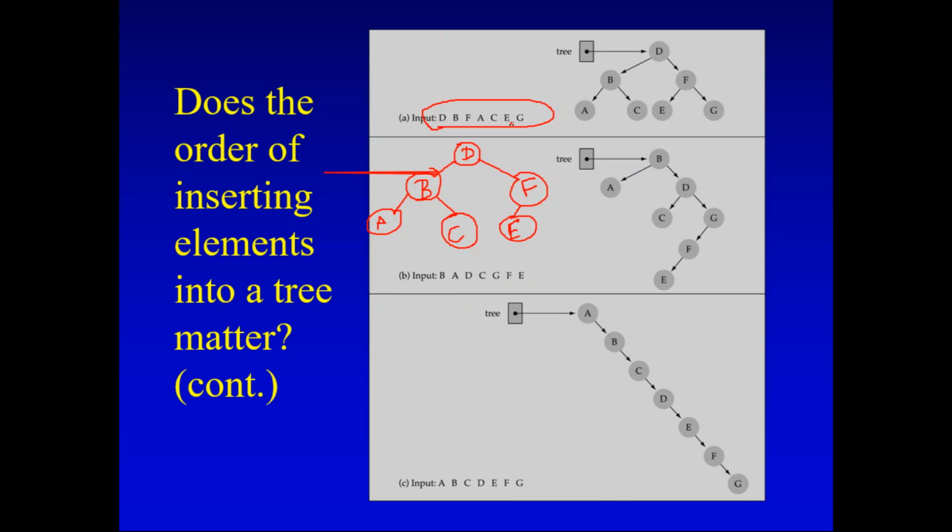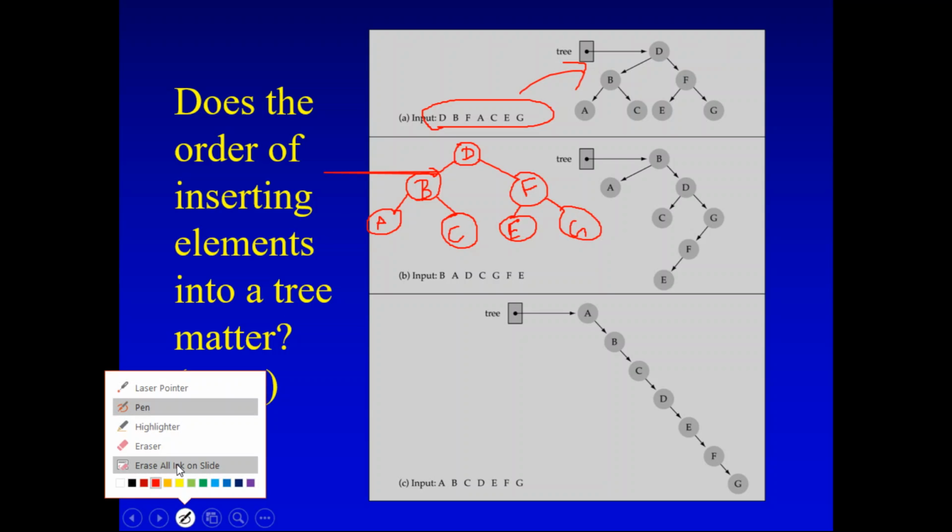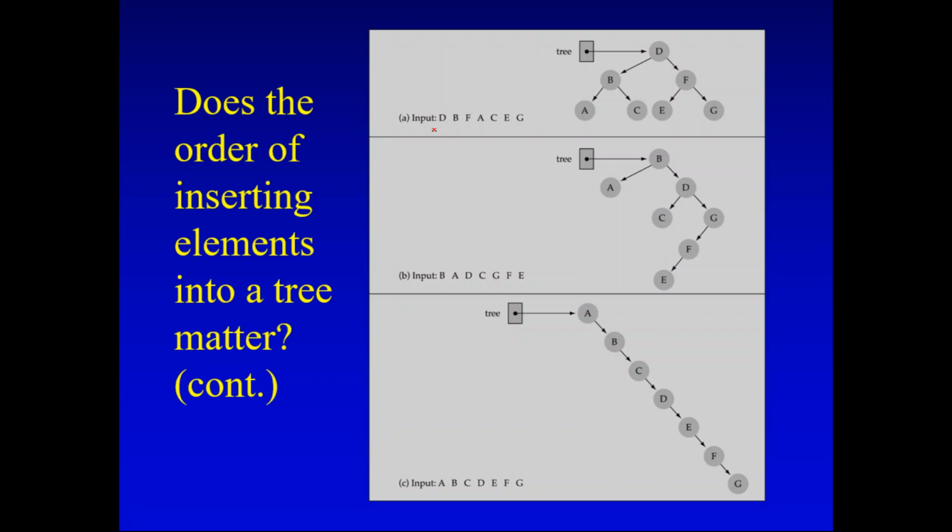Next is G. Is G greater than D or less than D? It is greater than D, so go to F. Again compare with F. Is G greater than F or less than F? It's greater than F, and there is no right child for F, so put it here. Okay. So this is how you got this tree, right? When the input is in this order, you got a tree something like this.